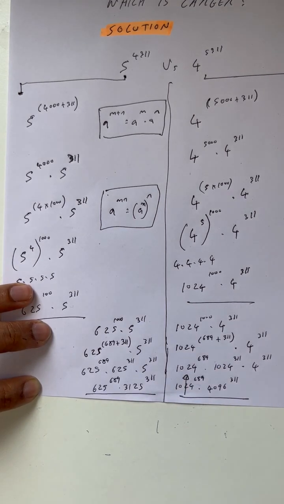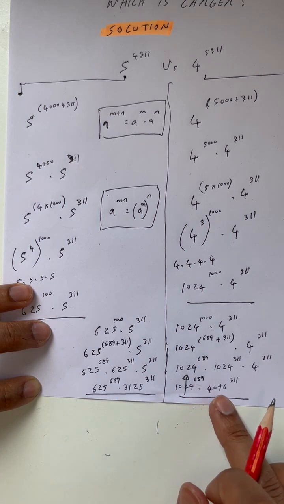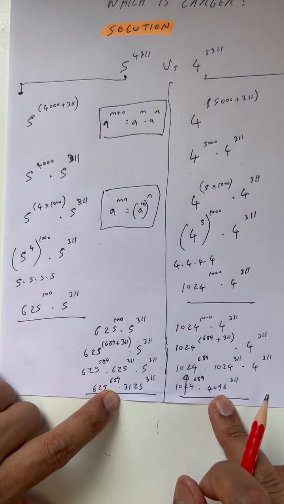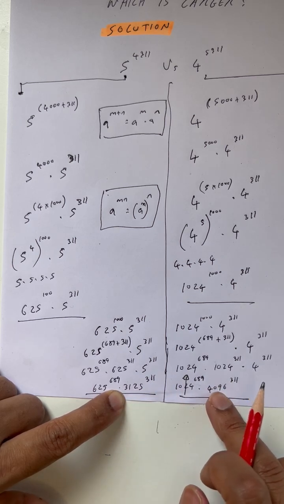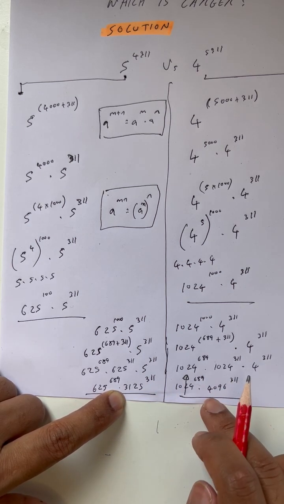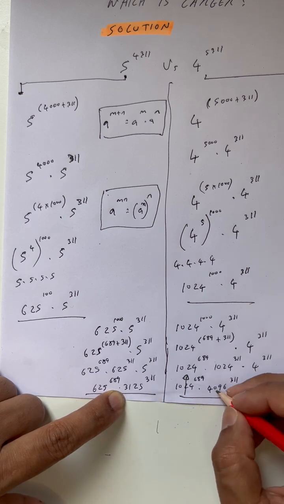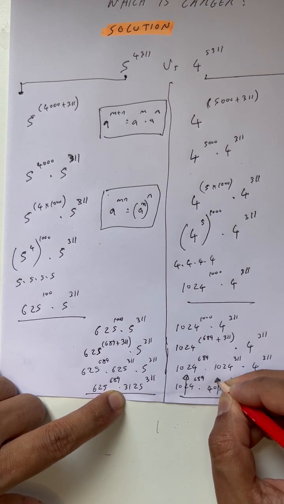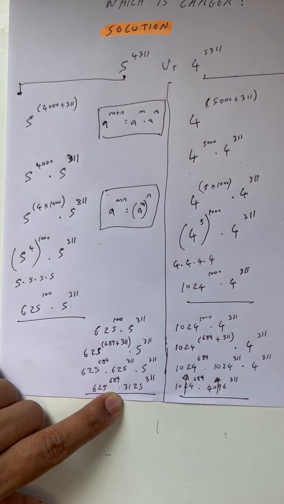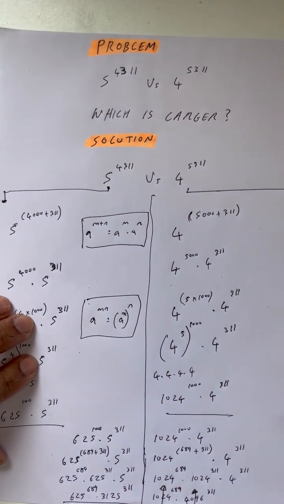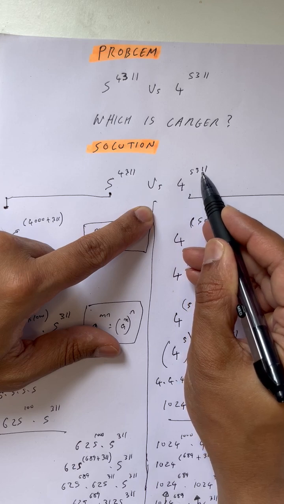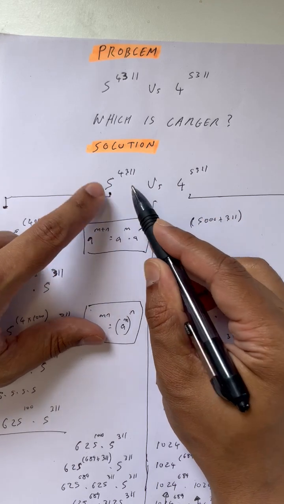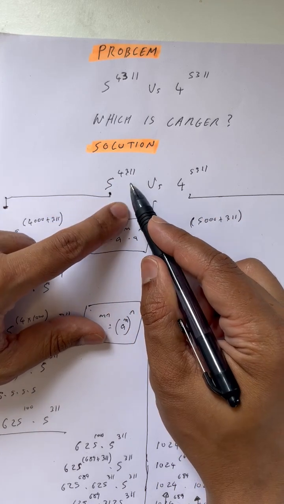Comparing the second term on each side, we have the same power, which is good, 311, and we can see that the base is larger as well. 4096 is definitely greater than 3125, so the base is larger as well. So now, going back to the original equation, we can definitely say 4 to the power of 5311 is greater than 5 to the power of 4311.